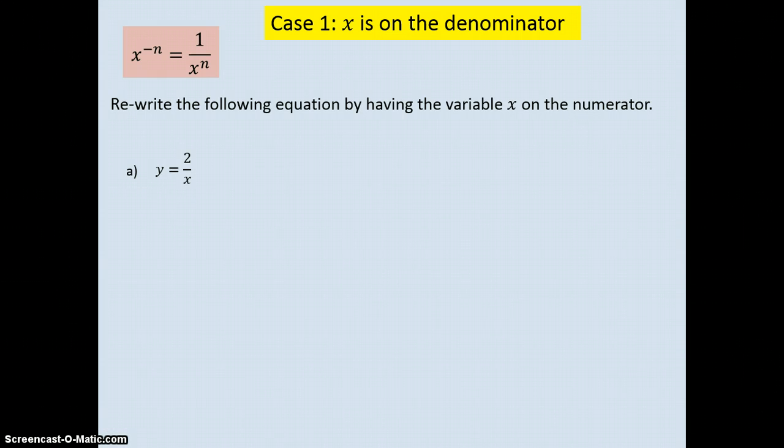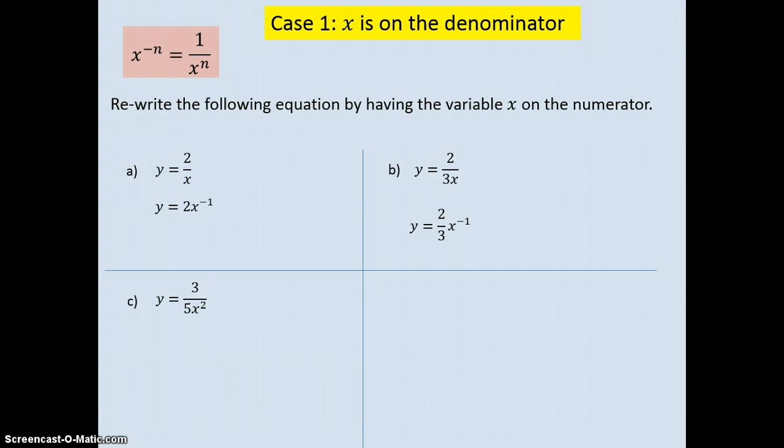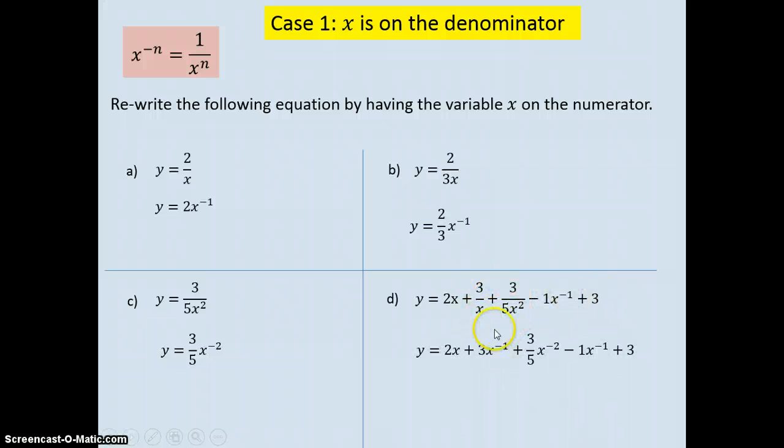So let's see some more examples of how to rewrite. This you get y is equal to 2x to the power of minus 1. This one is 2/3 x to the power of minus 1. This one is 3 over 5 x to the power of minus 2. And for this one, we see that this term and this one are already in the required form. So we need to rewrite the equation for these two. And this term is x to the power of minus 1, and this is 3 over 5 x to the power of minus 2. Here we see that this term and this one are like terms, so we can simplify the equation before we differentiate.